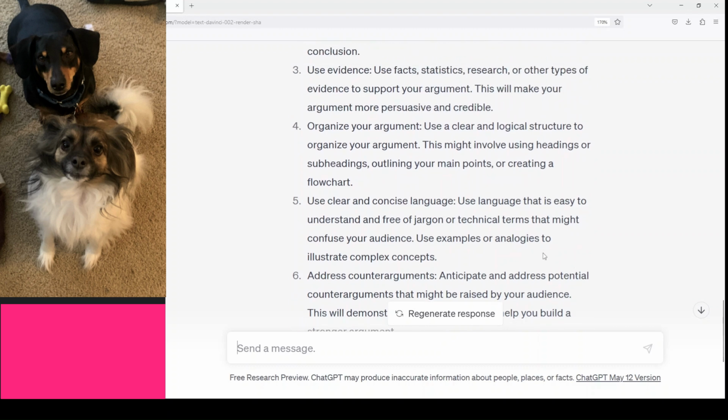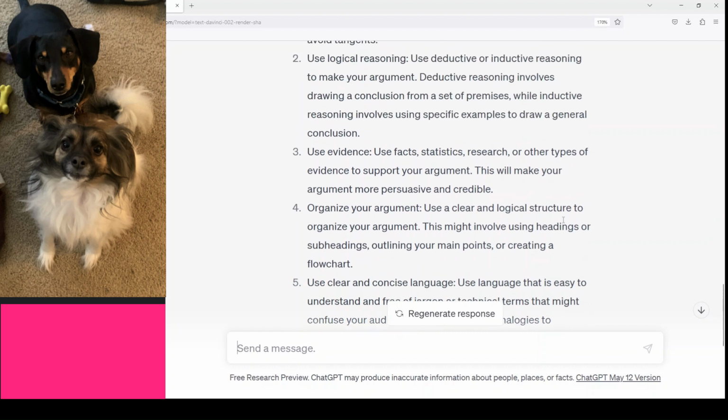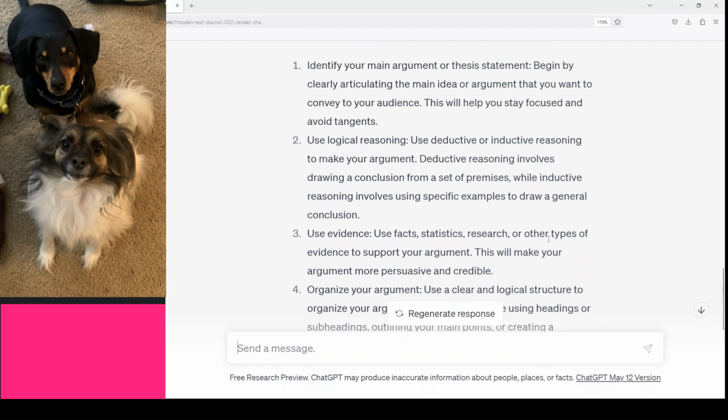Use clear and concise language, organize your argument so it's easier to follow and the audience can tell that there is a logical structure to the argument. Use evidence like facts, statistics, and research to support your argument. Use logical reason and make sure you have a clear thesis statement, a clear argument that you are supporting throughout. And that's some good advice about how to develop logos.